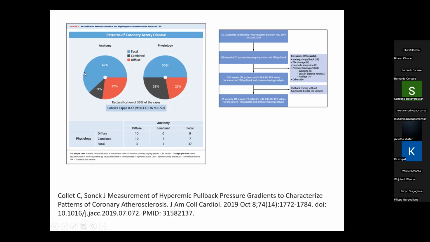So anatomy-wise, angiography-wise, what they thought was 62% focal lesion, but after the FFR-guided pullback maneuver, only 50% were classified as focal, whereas other patients were classified as diffuse and combined lesion. But it was a small study. They did it in only 159 vessels, 159 patients.